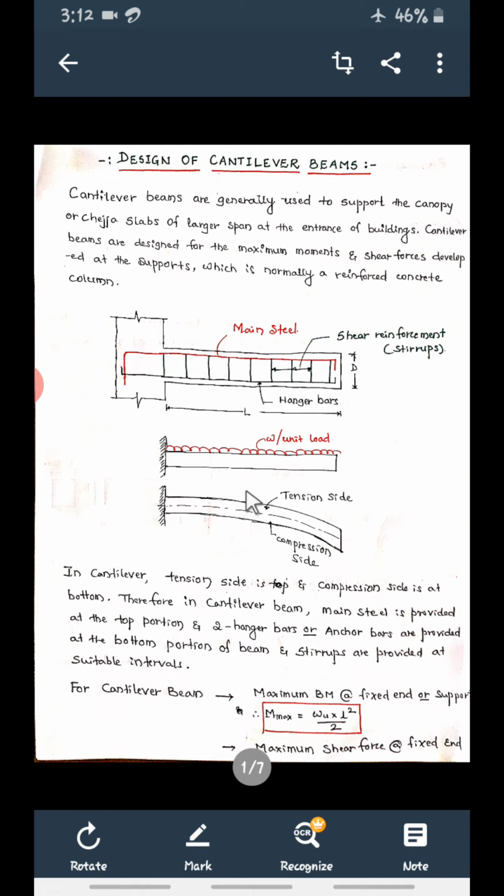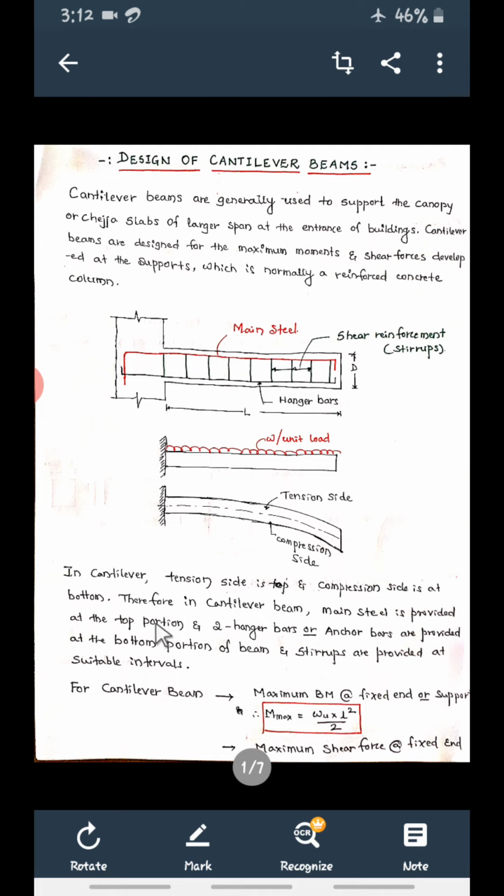Okay, this is one major thing you have to observe. One is main reinforcement at the top. Then the maximum bending moment and maximum shear force will be at the supports. So these two points you have to remember for the cantilever beam.